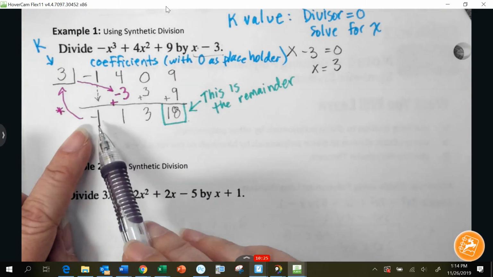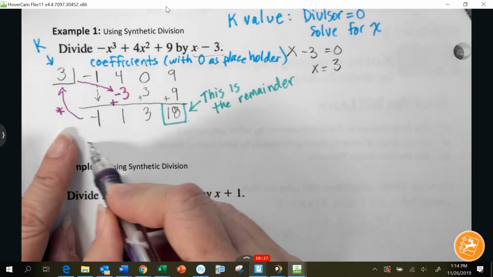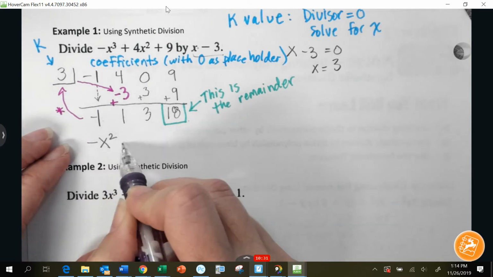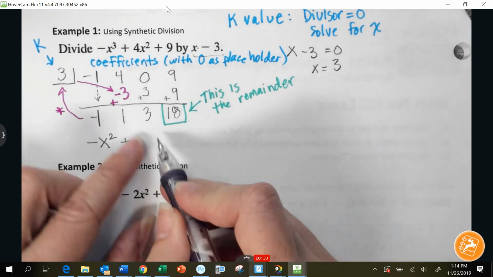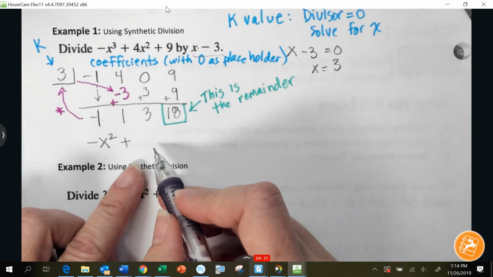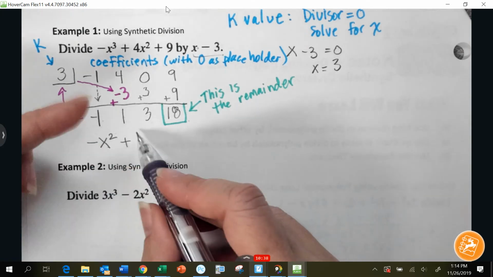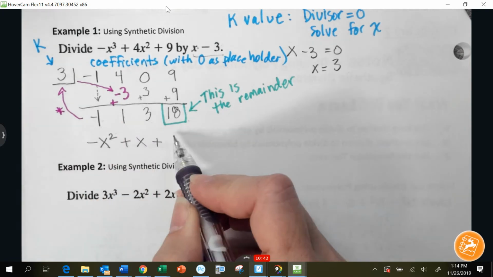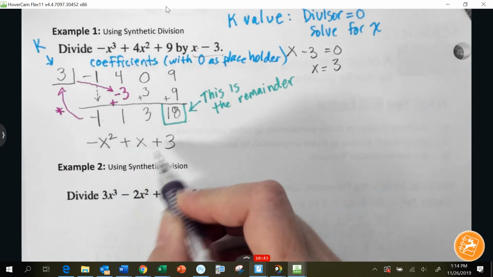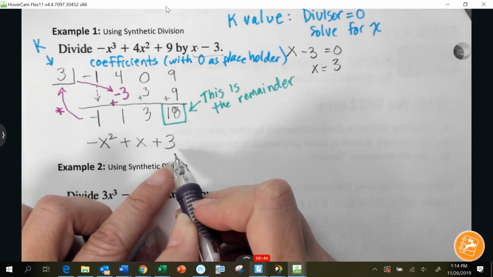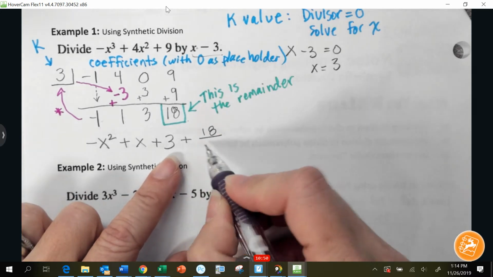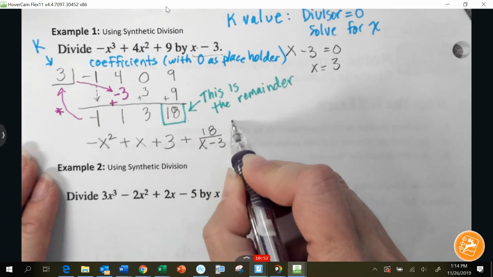So since I know it's going to be quadratic, I'm going to start with negative, and I don't have to put the 1, x squared, plus, what's my next x exponent going to be? So this is 1x or just x, plus 3 by itself, because we're making our exponents go down 1 power each time, and then plus 18 over our original divisor, x minus 3. Done.